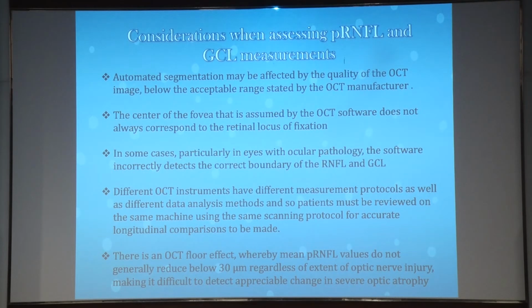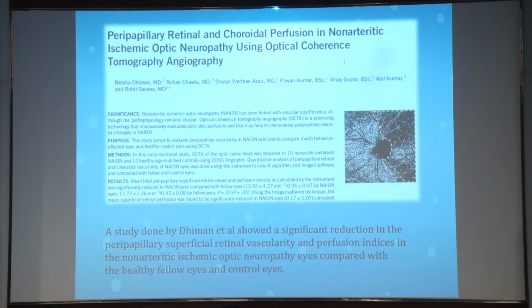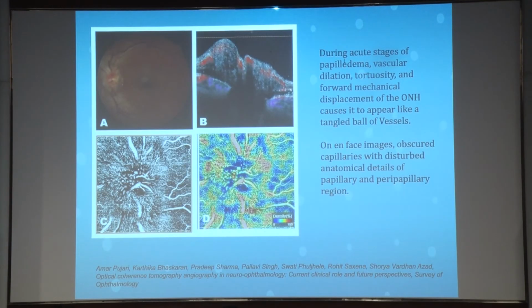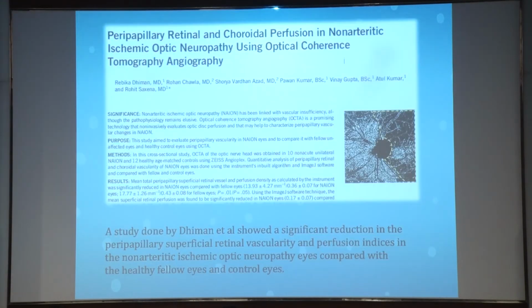The different instruments which are available have different measurement protocols. And also there is an OCT floor effect, whereby the mean pRNFL thickness does not generally reduce below 30 microns regardless of the extent of optic nerve injury, making it very difficult to detect appreciable change in severe optic atrophy cases. These are some of the advances which have come up in OCTA. A study done at our center has shown, okay.